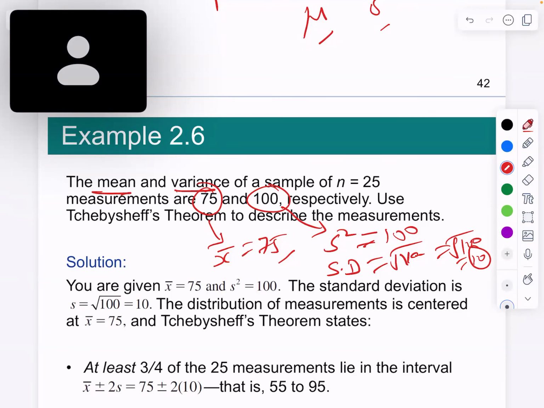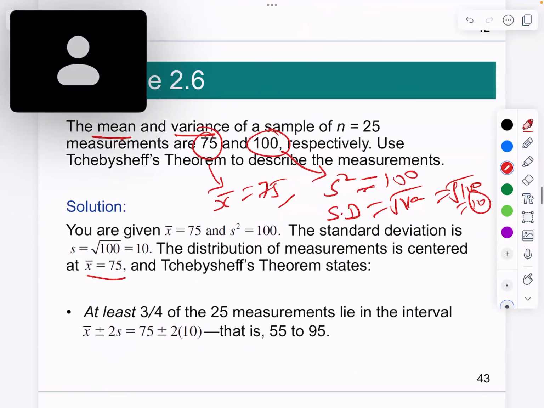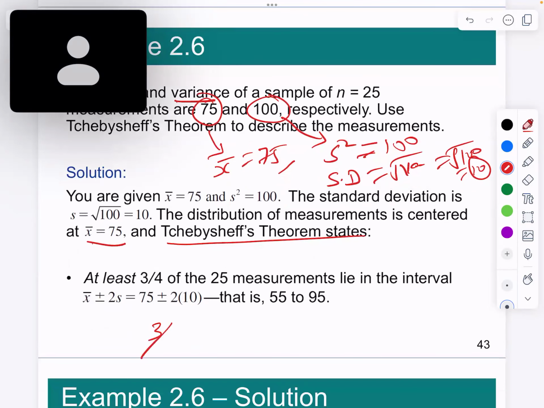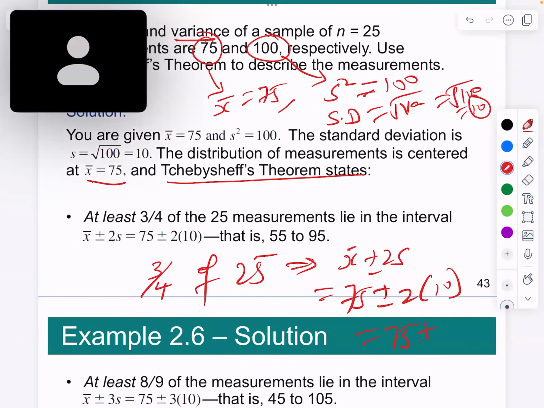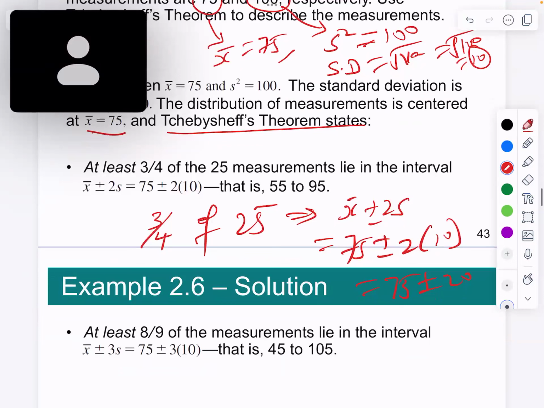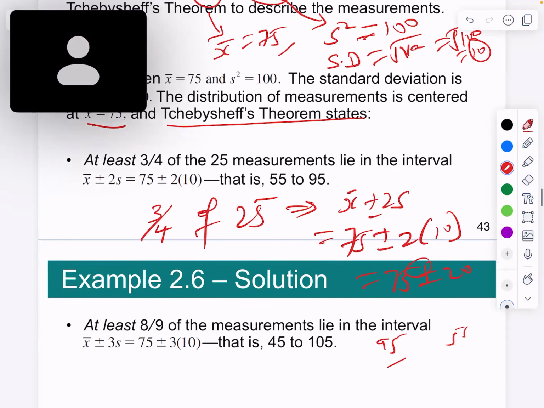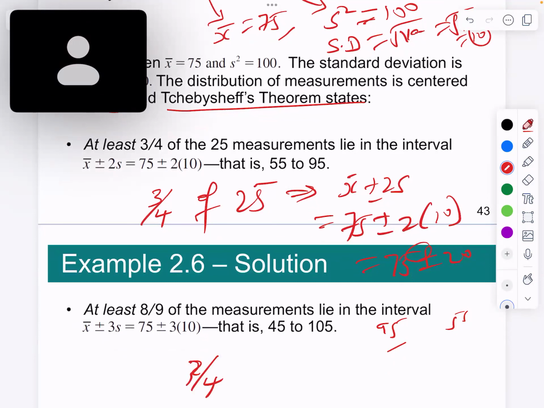So the distribution of measurement is centered at here. The Chebyshev theorem states that 3 over 4 of the entire sample will lie in the interval x bar plus or minus 2s, which is 75 plus or minus 2 times the standard deviation, which is 75 plus or minus 20, right? If you take plus, you have 95. And if you take minus, you have 55. So at least 3 over 4 of the 25 measurements lie in the interval 55 to 95.